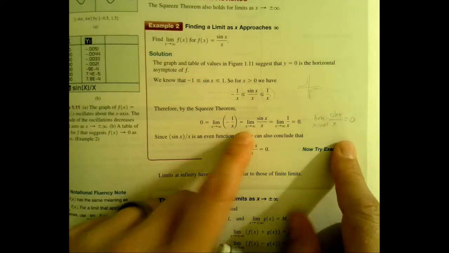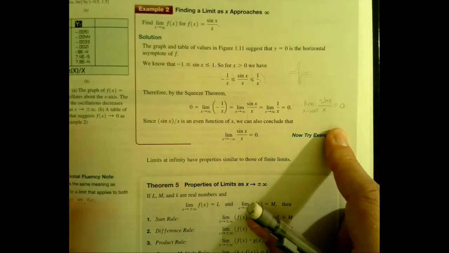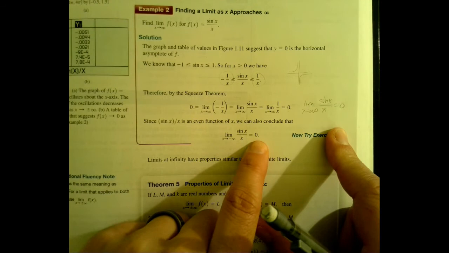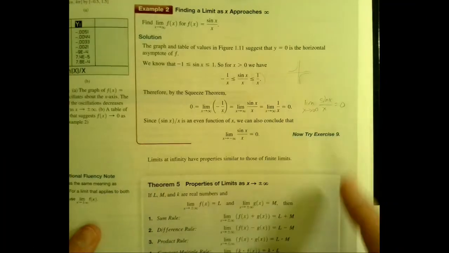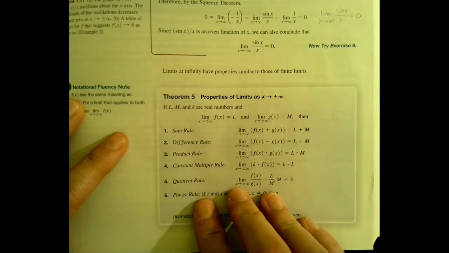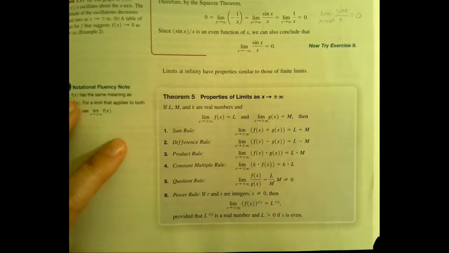Okay, and because this function is even, remember symmetry-wise, it would follow that if we were to do the limit on the other side as x approaches negative infinity, it would also in fact be 0. Now, there are some additional properties that also apply to limits with infinity, and you have the limits from the first one, but then it also applies here.